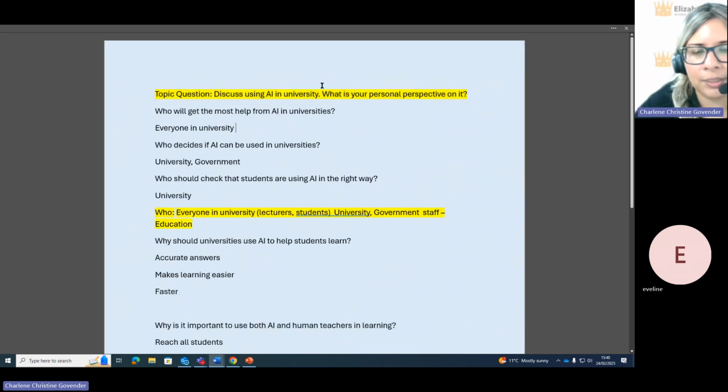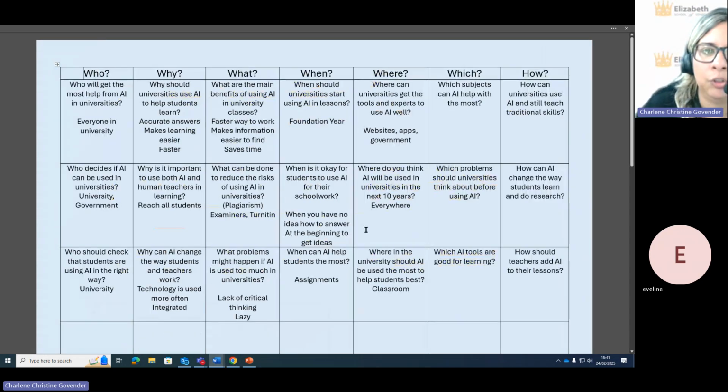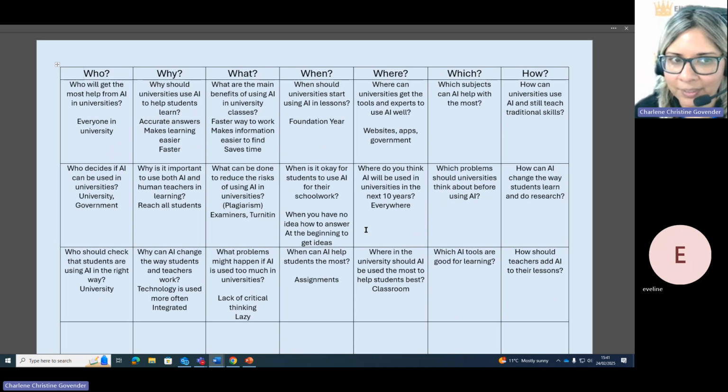So what we're going to do now is the second half of the question, okay? We're going to go back to the why questions. What we did was discuss using AI in university. What we didn't do was this last part, or the second half of the question. What is your personal perspective on it? Now, the personal perspective is coming from you. What's your view on AI? How do you feel about AI?